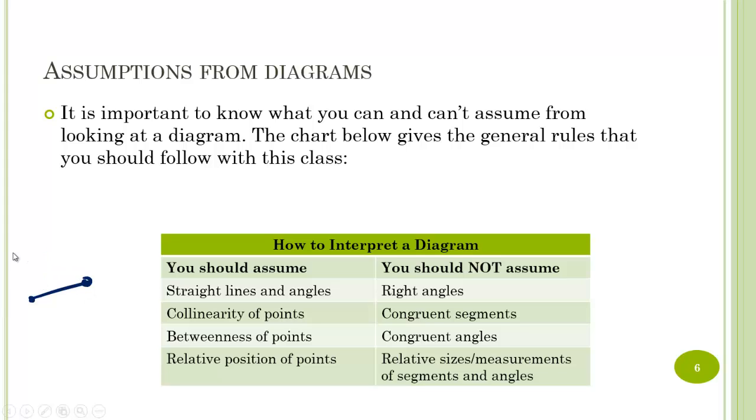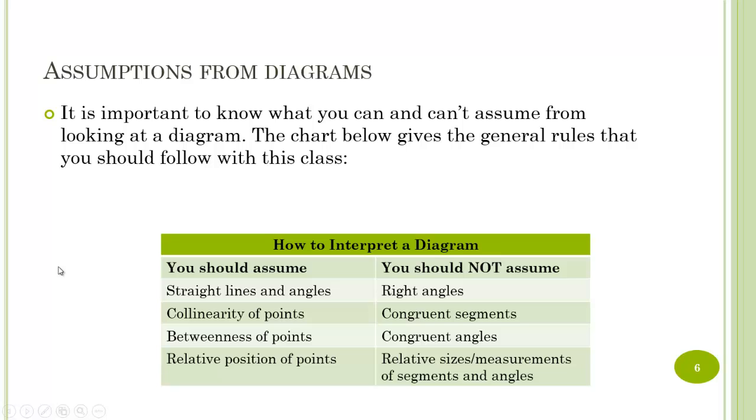You can assume collinearity of points. If you have 3 points on a line, you can assume that they're collinear. If you have collinear points, you can assume that one of the points is between the other two, and you can get the relative position of points.